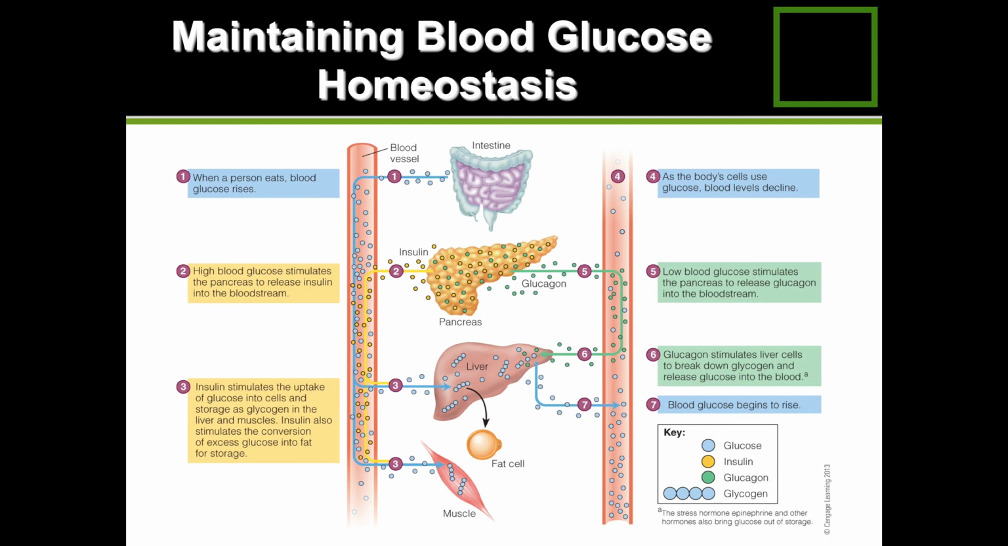So when our blood glucose levels get too low, what happens? It triggers the pancreas again to release glucagon. And what does glucagon do? Glucagon stimulates, here, the liver cells to break down glycogen and release glucose into the blood. The reason this happens is because the body always wants to be in balance. It always wants a steady supply of blood glucose.